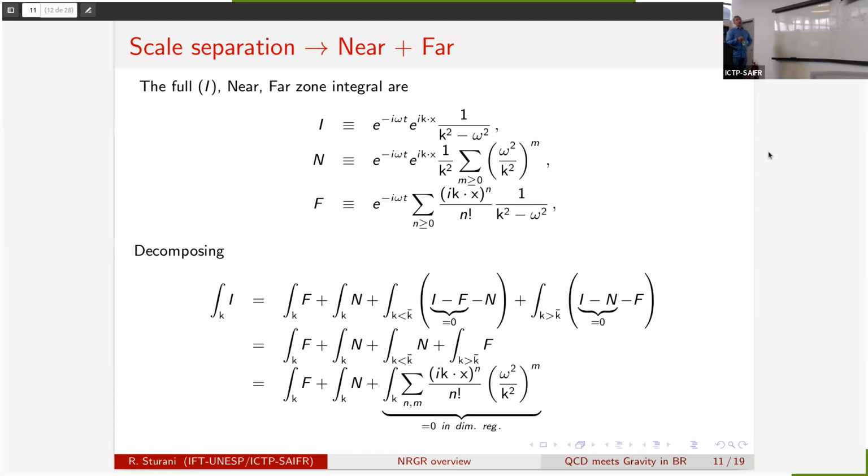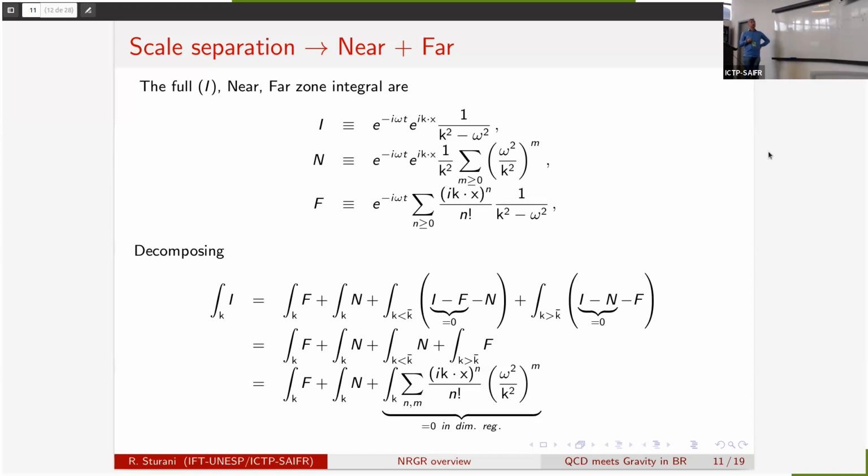So I get the same thing over all of the space. And in dimensional regularization, the integral of a monomial of k is always 0. The integral of 1 over k squared minus omega squared is not 0, but the integral of k to the alpha is always 0. So this is 0, and so I'm left with what I wanted to demonstrate: that the total integral is equal to the far integral plus the near integral. Okay, this is really a toy version of the demonstration, but it grasps the main idea of the demonstration.